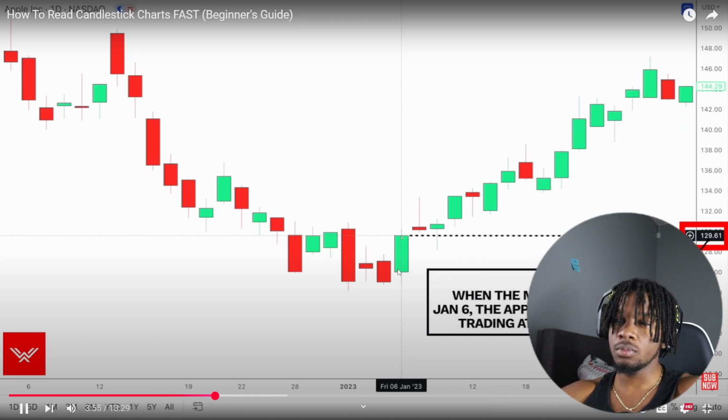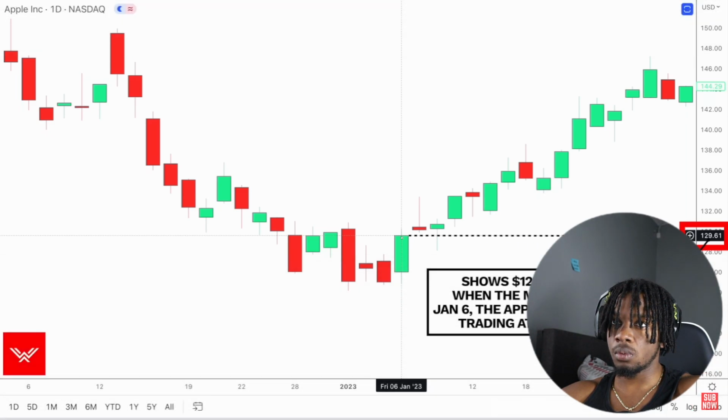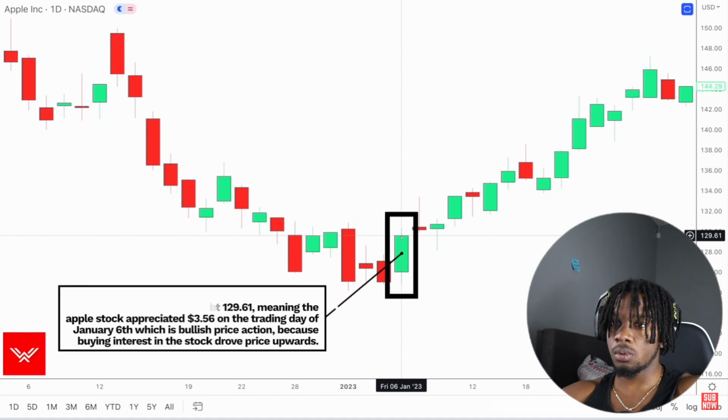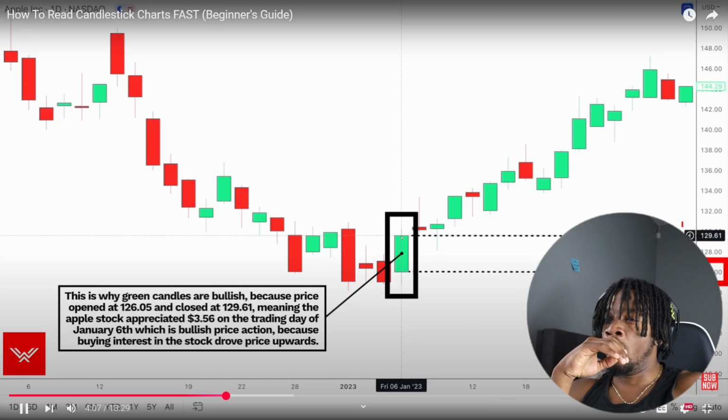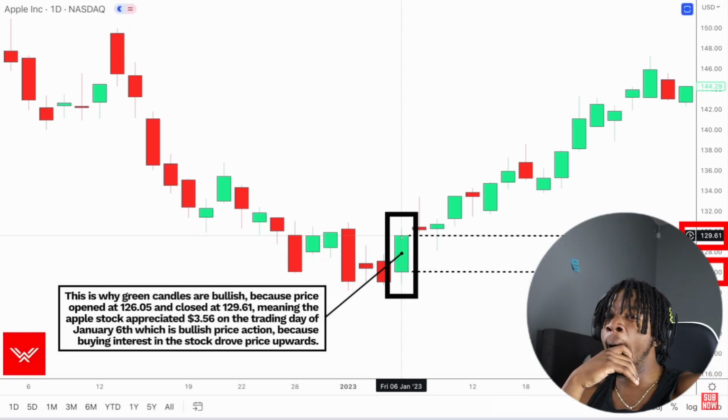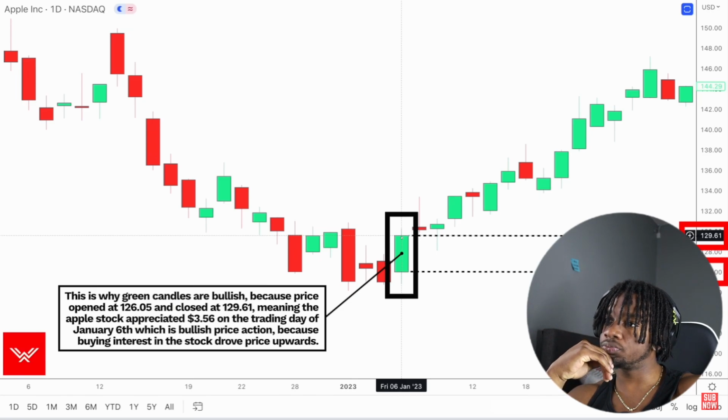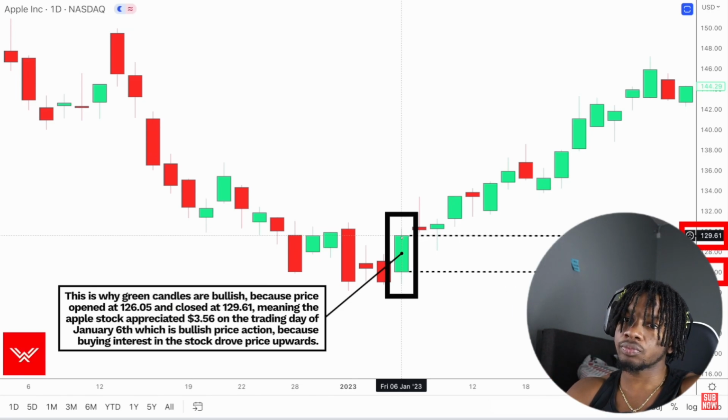Which means when the market closed on January 6th, the Apple stock finished trading at $129.61. This is why green candles are bullish, because price opened at $126.05 and closed at $129.61, meaning the Apple stock appreciated $3.56 on the trading day of January 6th, which is bullish price action because buying interest in the stock drove price upwards.